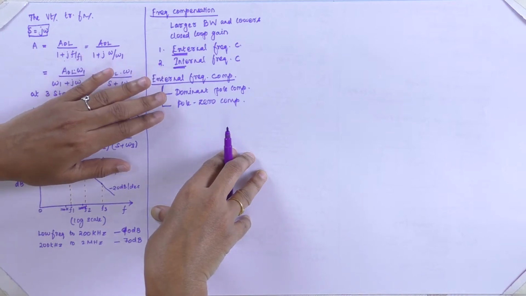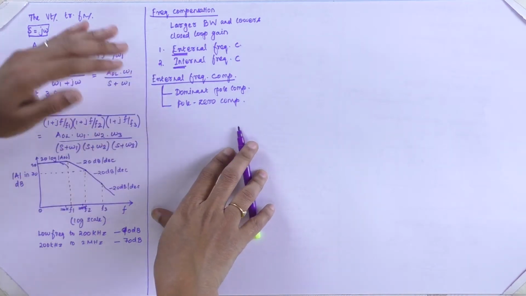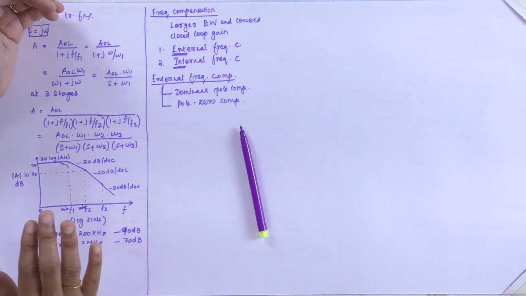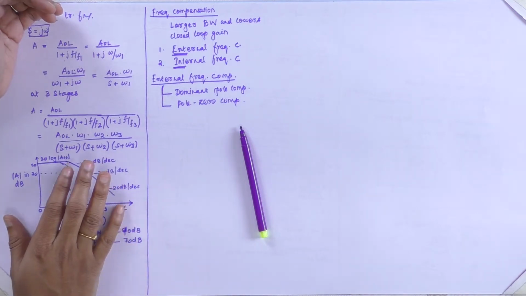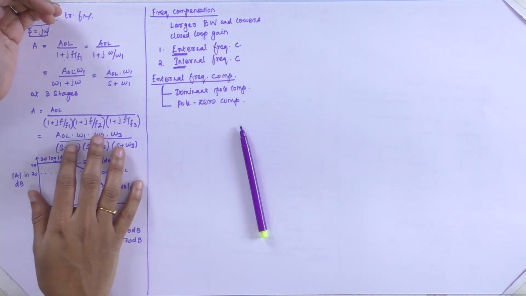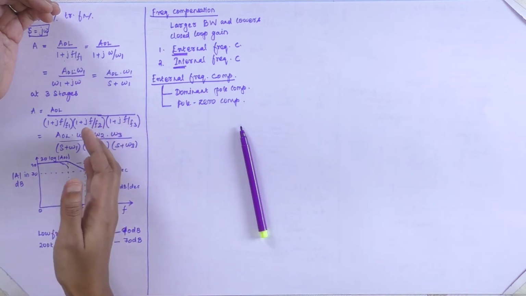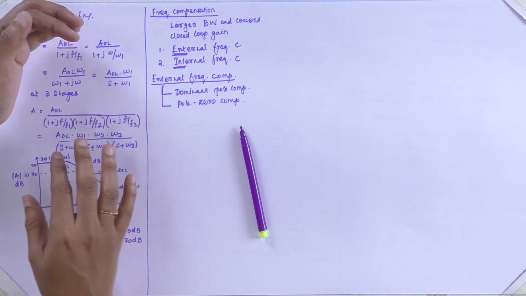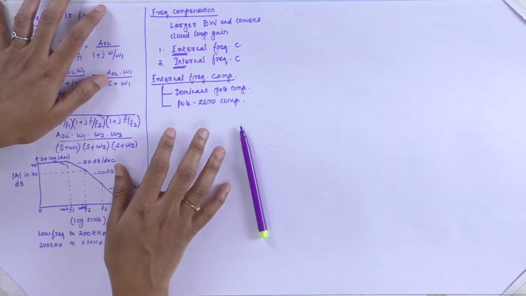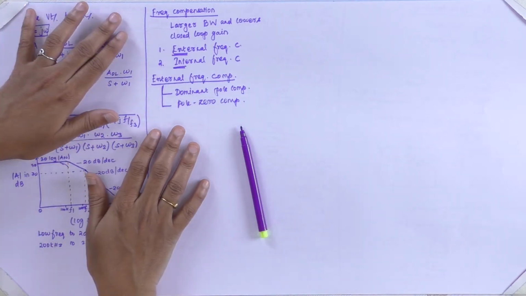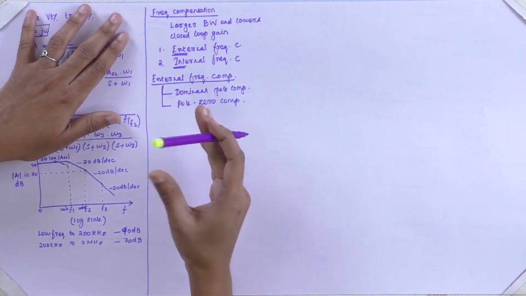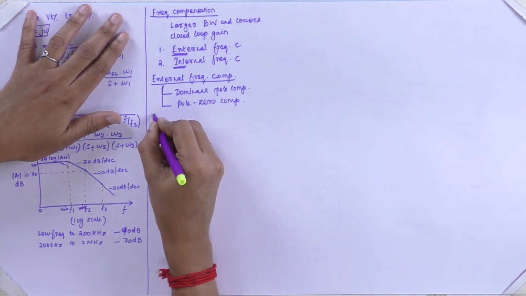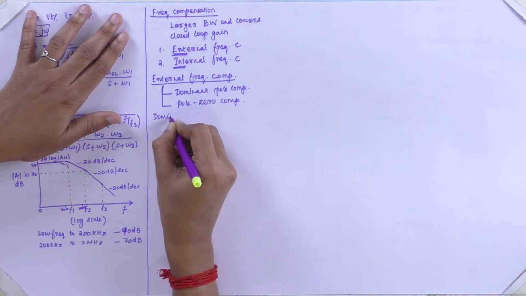Next comes the pole zero compensation. Whatever we have studied in the frequency response, we are going to analyze the frequency components, how the gain gets decreased by adding the capacitive component, and how it may get compensated. In this, first we are going to look into the dominant pole compensation.